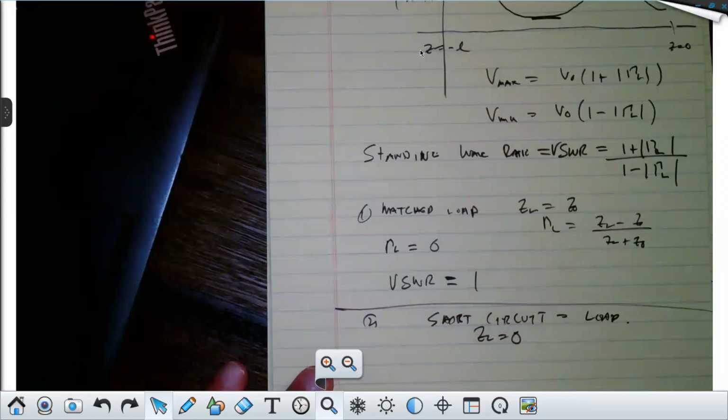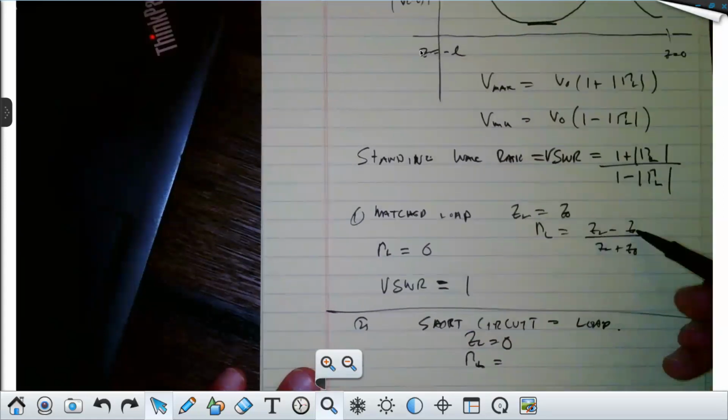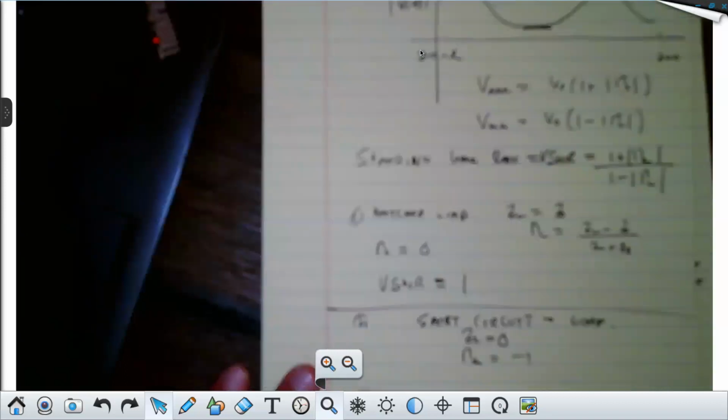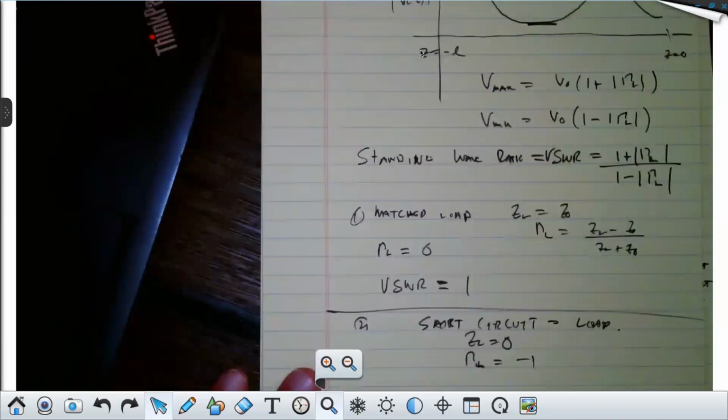What would the reflection coefficient be if you have a short circuit? Take a look. It would be 0 minus Z naught over 0 plus Z naught, or minus 1. Do you agree with that, everyone? All right, that's if it's a short circuit.